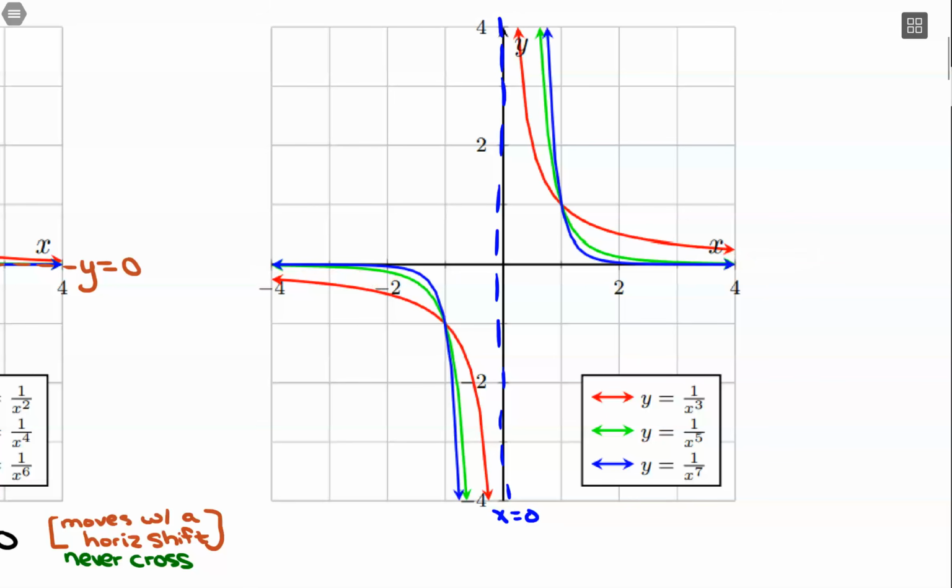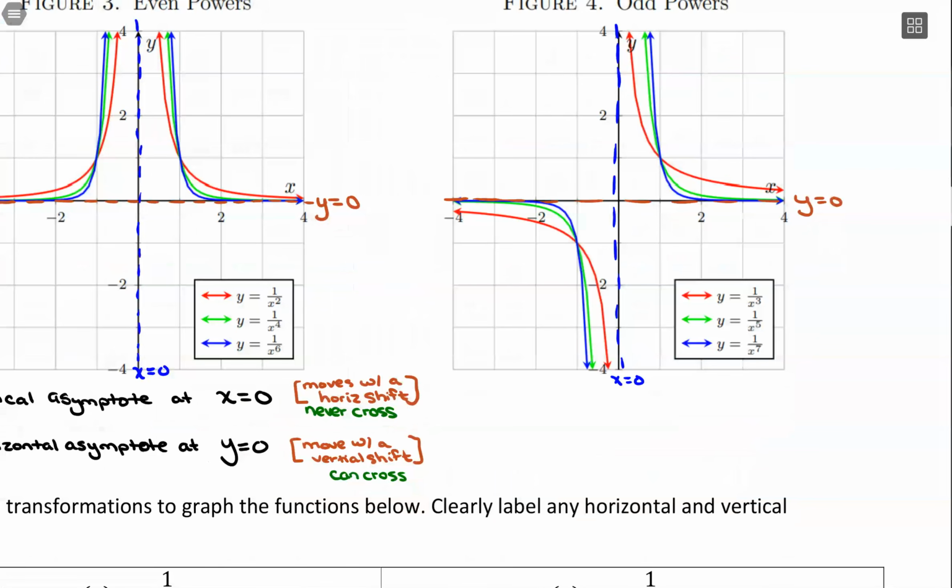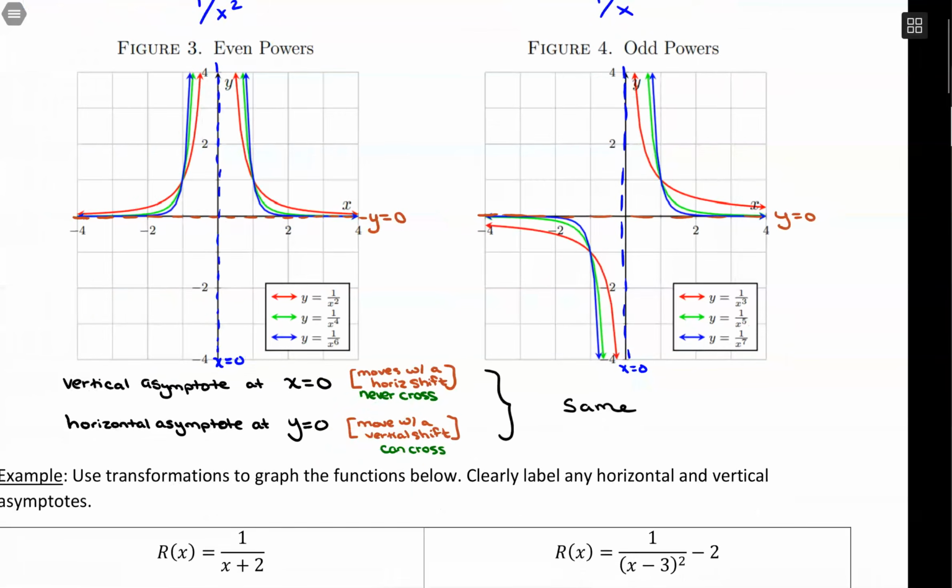Getting closer and closer to 0. And notice that you can approach it from either side, either coming from positive values and getting closer and closer to 0. And down here, we're at negative values, but still getting closer to 0. So that's our horizontal asymptote at y equals 0. So for these two types of functions, what I defined for our vertical and horizontal asymptote over on the left-hand side is the same for the odd powers. Same exact thing.